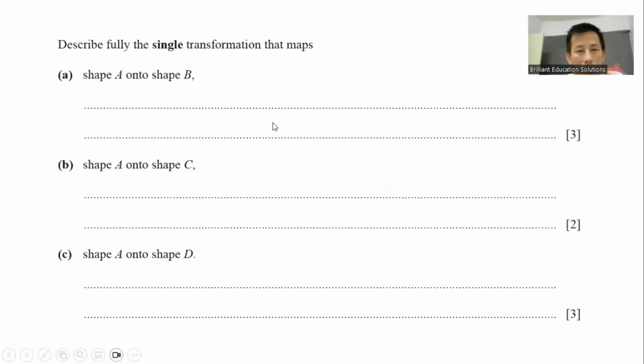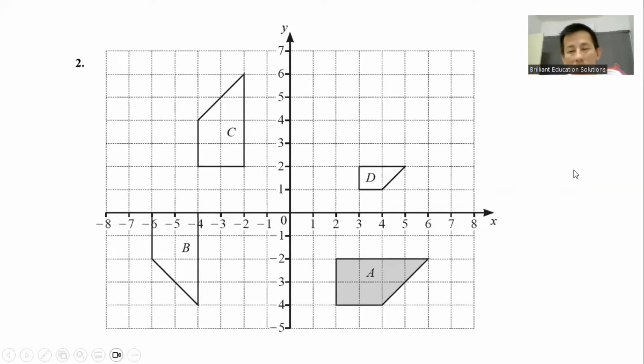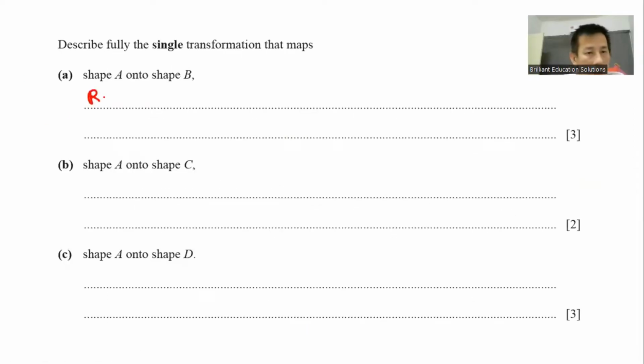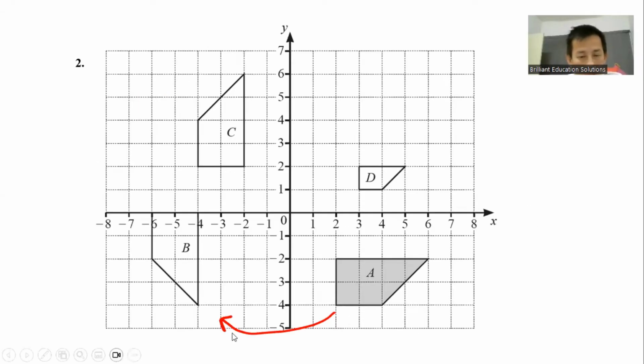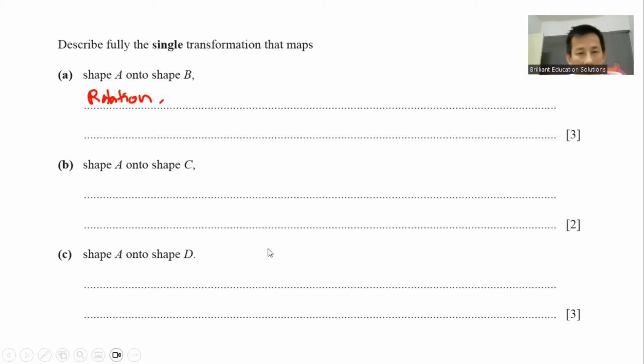Next, question number 2. Describe fully the single transformation that maps A to B. It's a 3 marks question. So A goes to B, it will rotate. It's rotation. This direction will be clockwise, so it will be 90 degrees clockwise. You just write it in full.